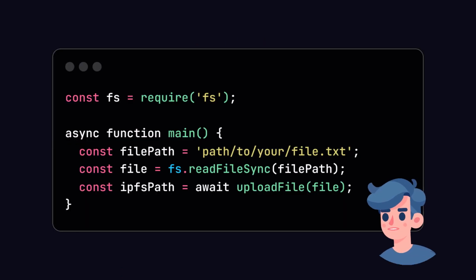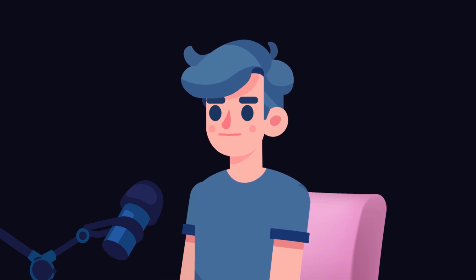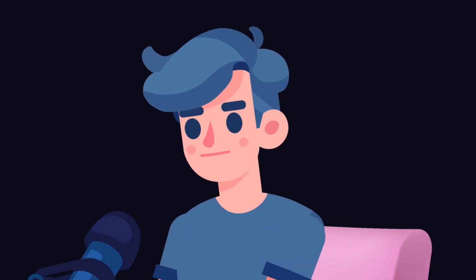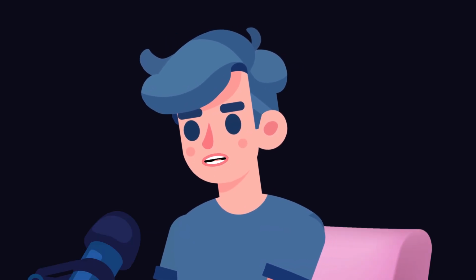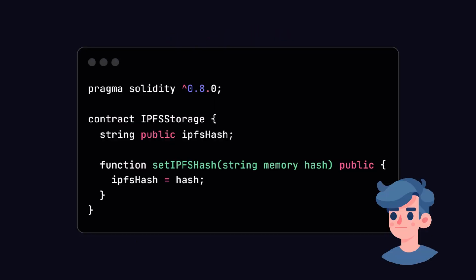Next, let's add some code to read a file from the local file system and upload it to IPFS. Let's create a file input for users to select a file. In the main function, we read a file from the local file system and then call our uploadFile function to upload it to IPFS. Remember to replace path/to/your/file.txt with your actual file path. Now that we can upload files to IPFS, let's move on to integrating with Ethereum.